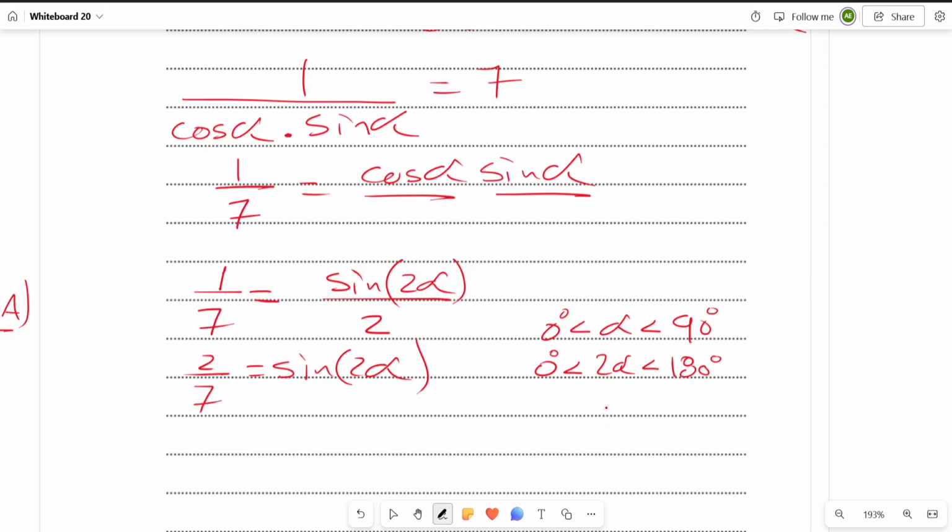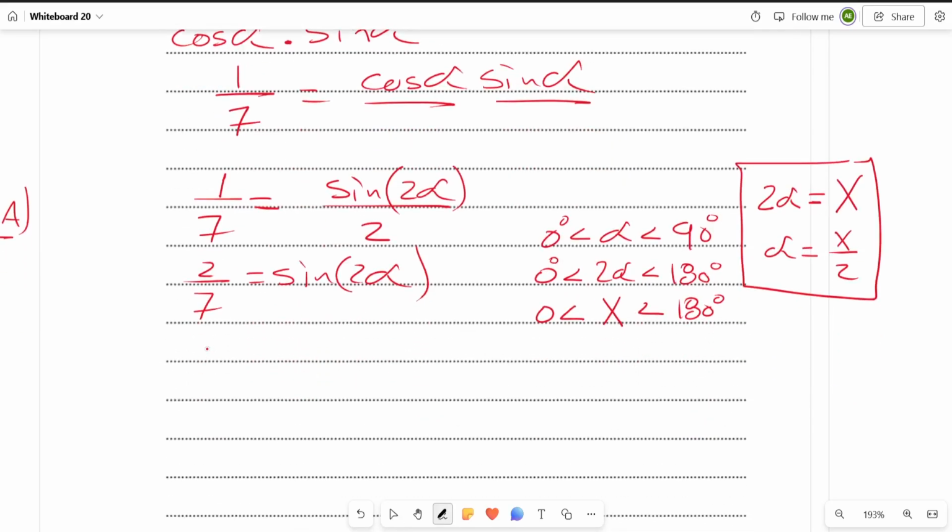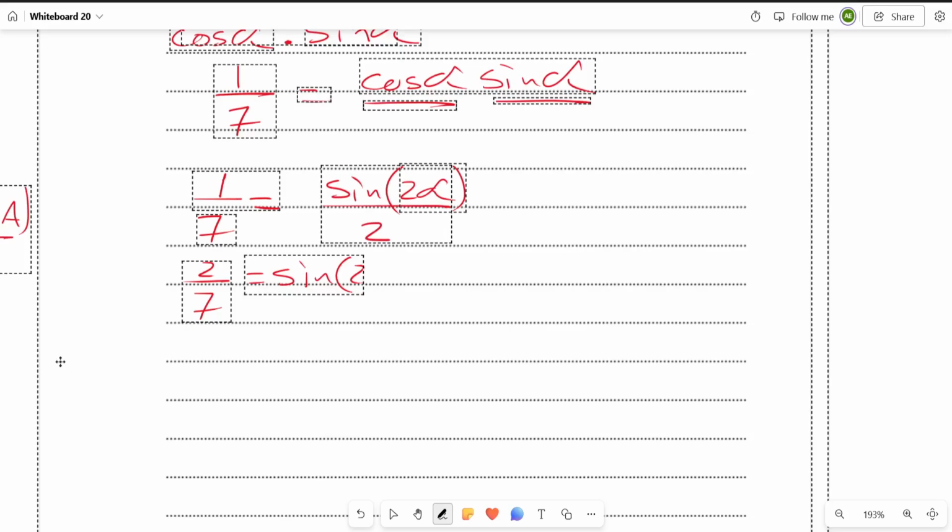Now, 2 alpha, let's come over here on the side. Let me just call 2 alpha something else that is just a single thing, like a big X. So this is basically 0, and instead of 2 alpha, I'm just going to call it X, up to 180 degrees. And from here, I know that if I want to find alpha, I basically do X over 2. We're going to keep this for later, and I'll show you how we will use it. Now, what we have over here, I'm just going to write this on the left side. It's going to be sine X equals this.